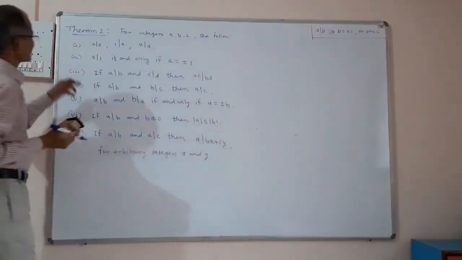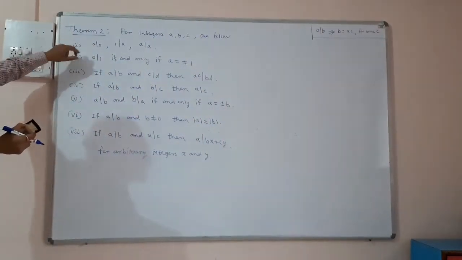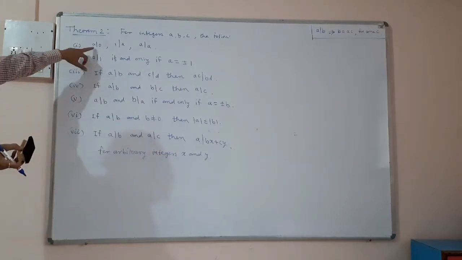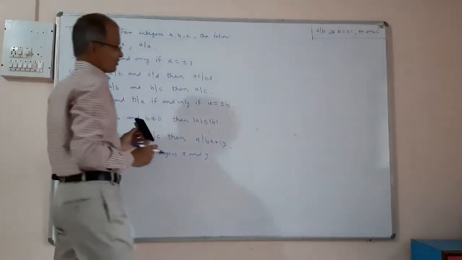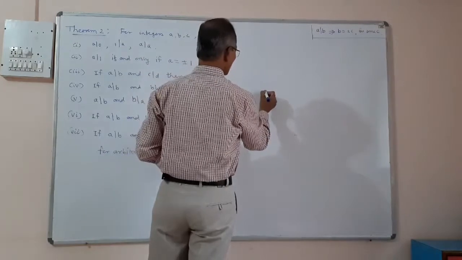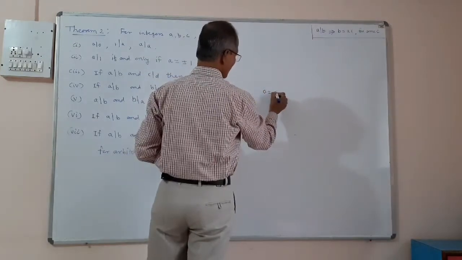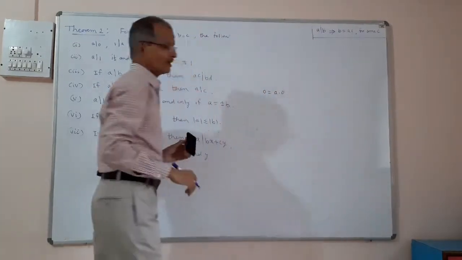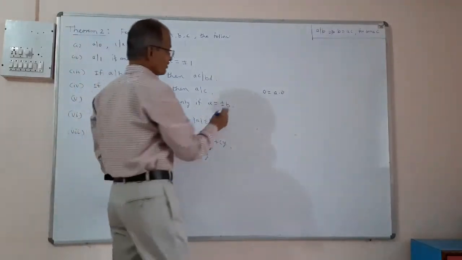Now see, the first two are obvious, you can prove them. See, a divides 0 because 0 can be written as a into 0. So therefore a divides 0. Now here 1 divides a.